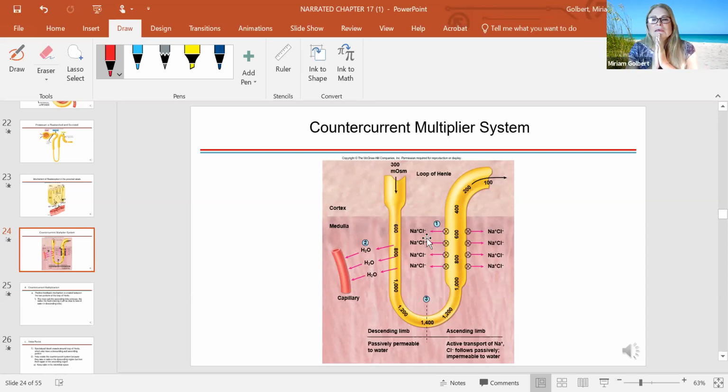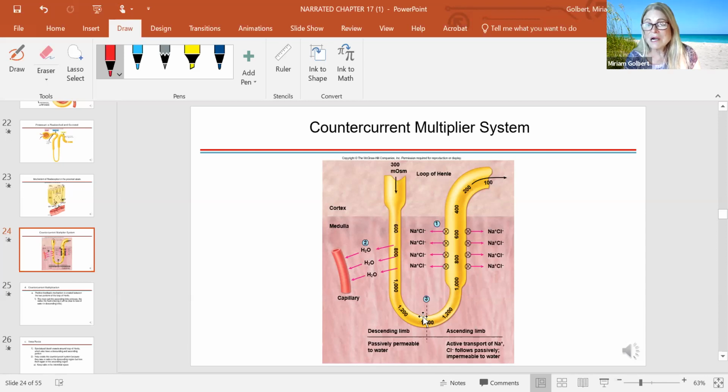All right. So if you look at the beginning, when this filtrate comes from the proximal convoluted tubule and is going to go into the descending limb of the loop of Henle, we start with isotonic with plasma, 300 milliosmoles in the tubule, same as in the plasma. Now look what happens as we start going down into this descending. What's happening here? We started with 300 and we go 600, 800, 1,000, and 1,400 right here at the bottom of this loop, right?